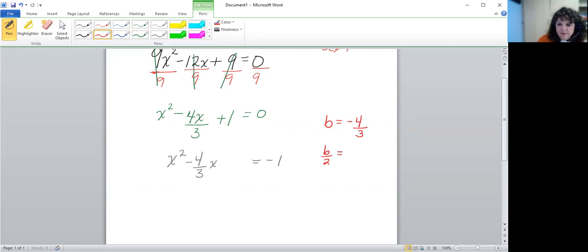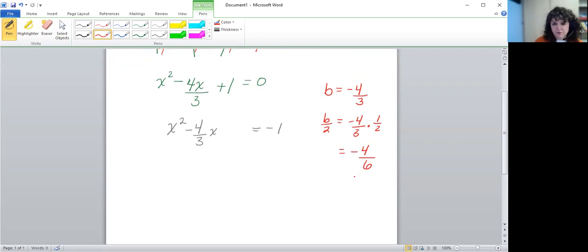When it's time to half that b value, remember it's just half of the b value, and of means multiply. So your half b is negative 4/6, which does simplify, but you can leave it as negative 4/6 for right now if you want to. It doesn't really matter. And then I'm going to square that value. So if I square that, let's go ahead and simplify it, negative 2/3, that's going to be positive 4/9. Anytime you square something, it comes out to be positive. And that is what I add to both sides, positive 4/9.